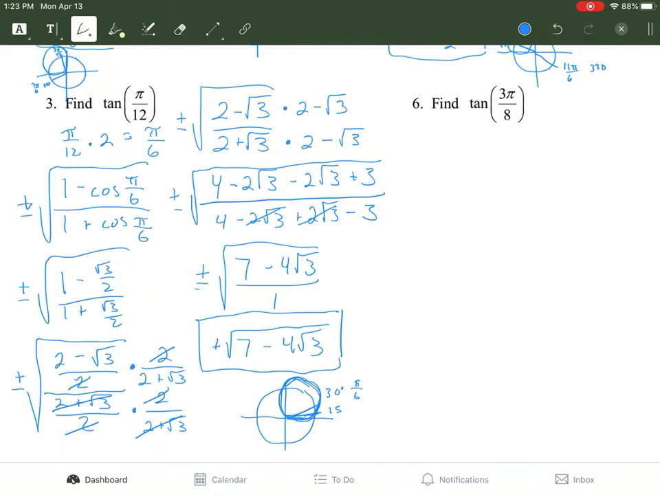Now this is the reason I did tangent half angles separately from sine and cosine, because obviously there's a lot more involved in these than the other ones.